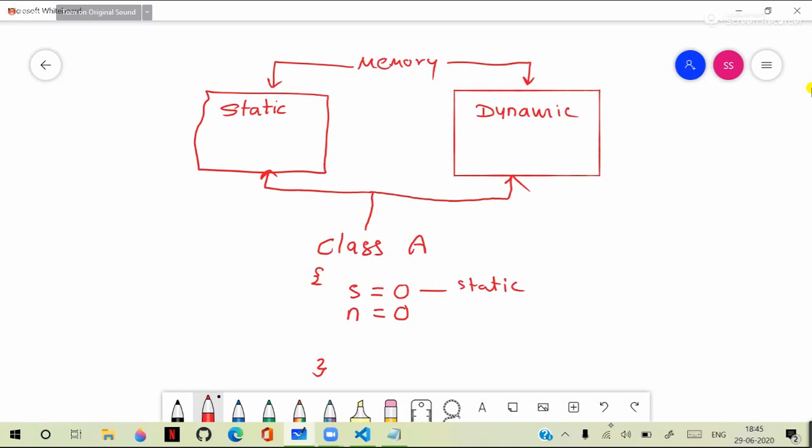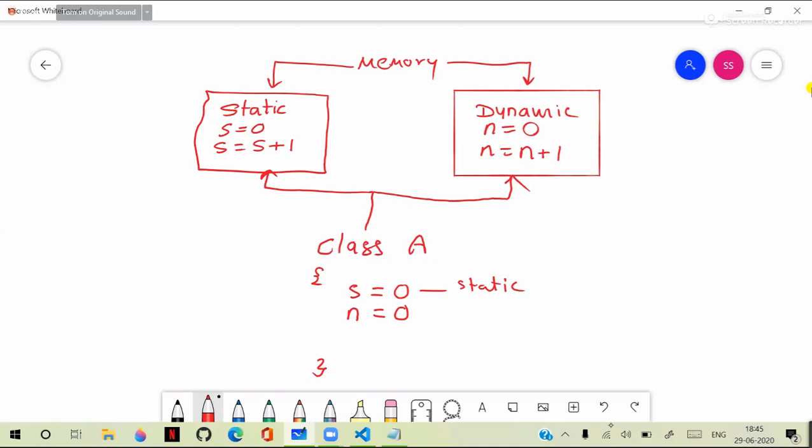Here the key point is, S is loaded into static memory and N is loaded into non-static memory. Now we are defining some operations for S and N. The S value will be increased by 1 and stored in S, and the N value will be increased by 1 and stored in N. In dynamic memory and in static memory, both values are incremented by 1.